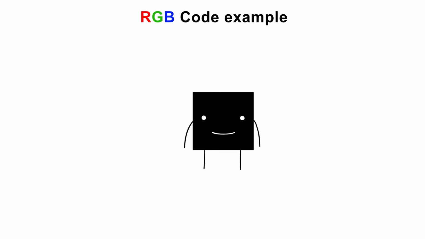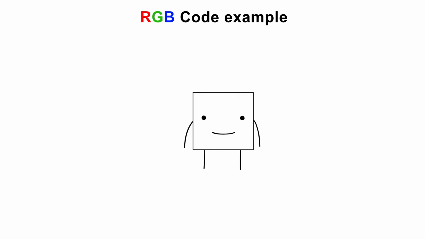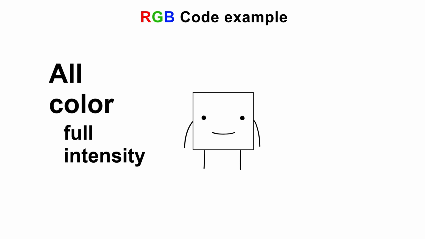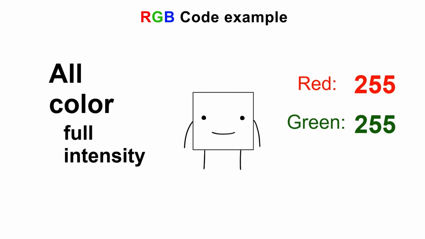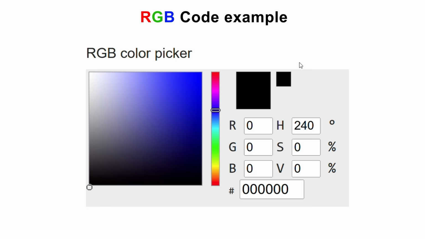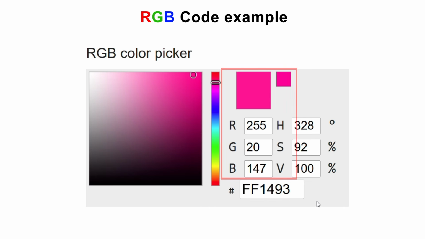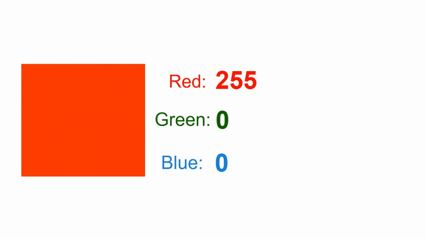A pixel that's pure black has no color at all, so its code is 0, 0, 0. A pixel that's pure white is a mix of all colors at their full intensity, so its code is 255, 255, and 255. And what about a vibrant color, like a vivid hot pink? That might be something like 255, 20, 147. Let's consider pure red. The numerical code is 255, 0, 0.